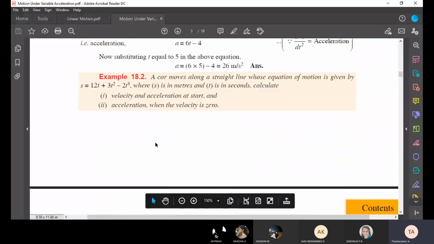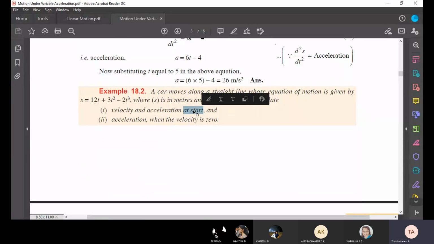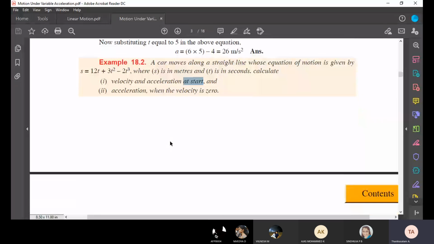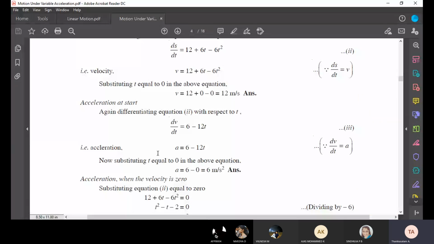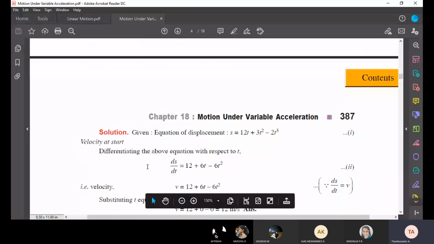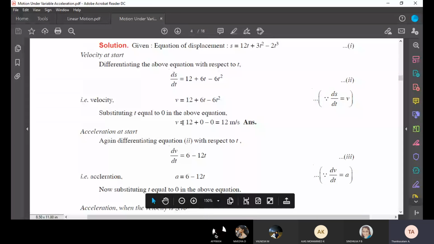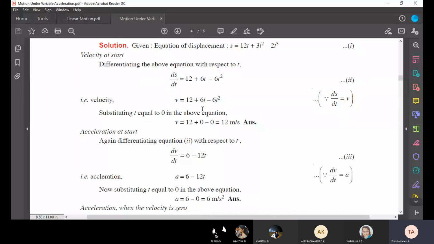The question asked at the start. Students, at the start means what? Time t equal to 0. Therefore, at the starting, what is the velocity? We differentiated, and now applying t equal to 0: 12 plus 6 into 0 minus 6 into 0 whole square. Therefore, the velocity is 12 meter per second. Understand? That is why they are taking t equal to 0 at the starting point.